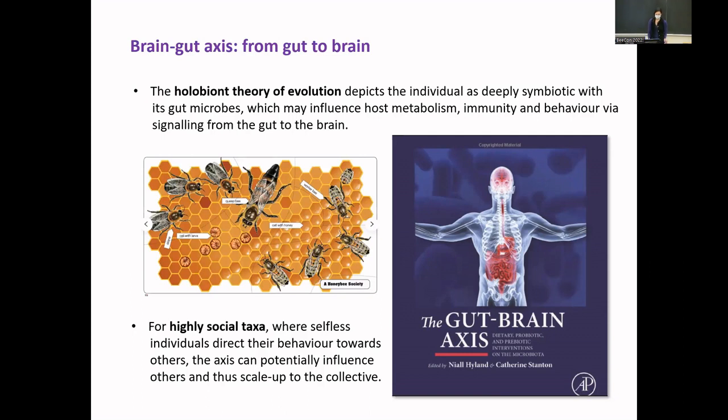What's interesting about this brain-gut axis is that there is potential to study it at different levels of biological organization. For example, for highly eusocial taxa like honeybees and ants, where selfless individuals direct their behavior towards others, there's potential to study the brain-gut axis at the collective behavioral level.